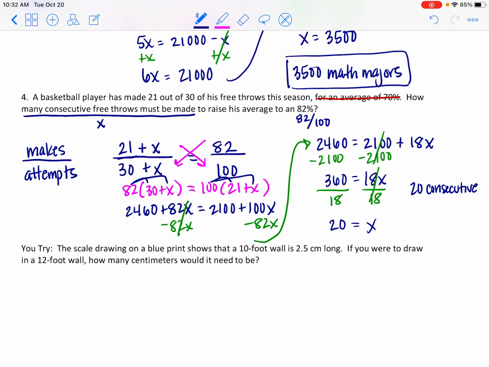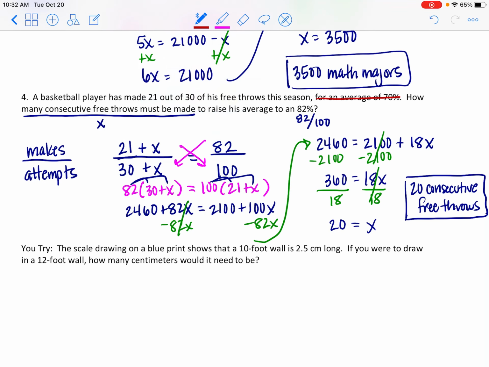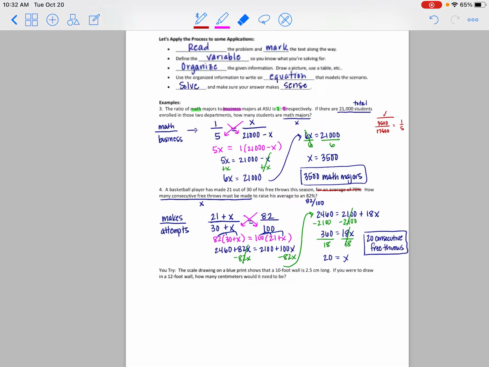So we want to answer this as 20 consecutive free throws. That's how many he's going to have to make. The next 20 free throws that he takes, he's going to have to make if he wants to raise his average to an 82. And again, we could do a quick check. If he made the next 20, he had 21 made. If he added 20 to that, then he would have 41 made. And if he had originally attempted 30, but he attempted the next 20, then that would be 50. So 41 out of 50 is, in fact, an 82%.